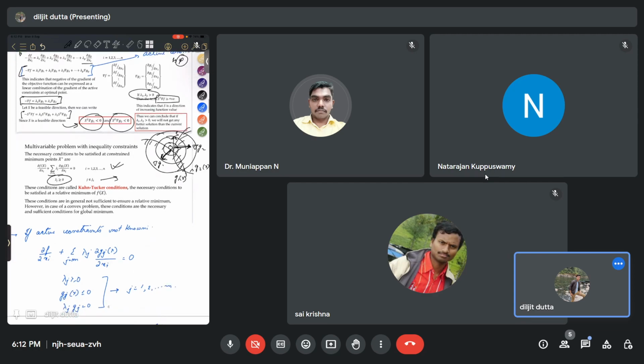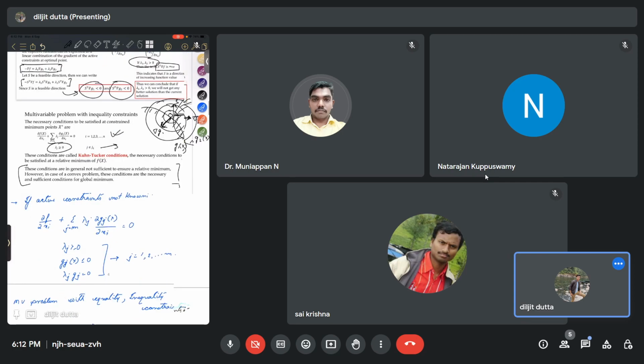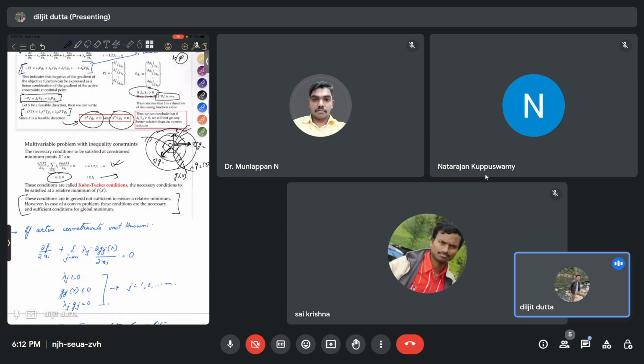Now these are not sufficient conditions, but if we have a convex function, then these Kuhn-Tucker conditions also become necessary and sufficient conditions. That is, for a convex function, the local minimum is also the global minimum. So this is when we know the active constraints.